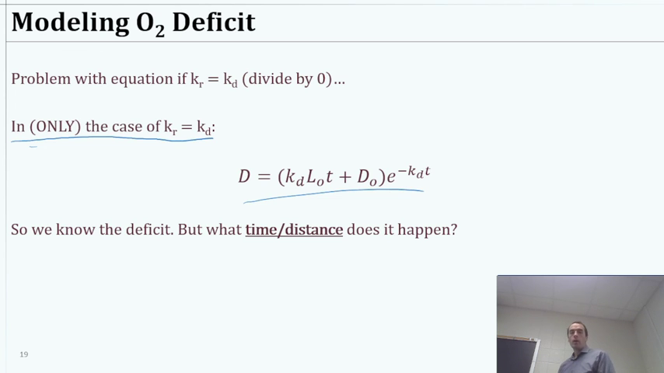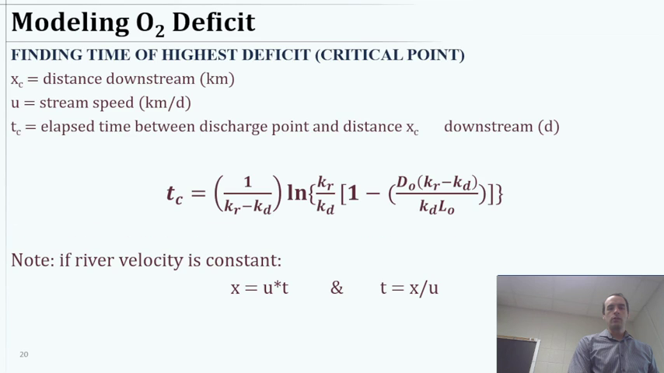Okay, so that's all well and good, but when does that happen? That remains the question here. When do we get that deficit? And so that's going to be the challenge here, to find the time of the critical point. And if we find the time, we'll know the distance, right? So we can then target our perhaps field assessment efforts to a particular location, given that we know it should happen 3.5 days after the discharge.